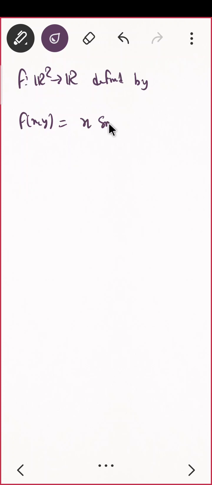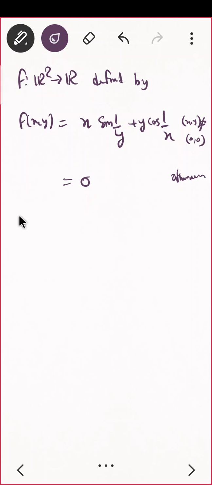Okay, let us take some example first. Let us take f from R2 to R defined by f of x comma y equal to x sine 1 upon y plus y cos 1 upon x, for x comma y not equal to 0 comma 0, and 0 otherwise. So this is your function. The question is, find the limit as x comma y tends to 0 0 of f of x y, if it exists.